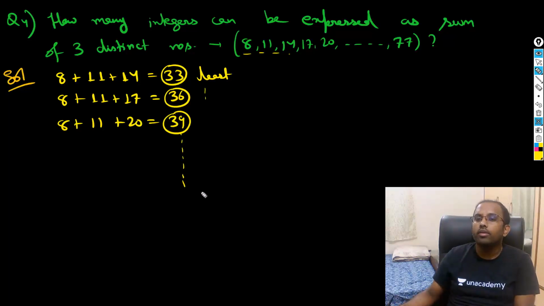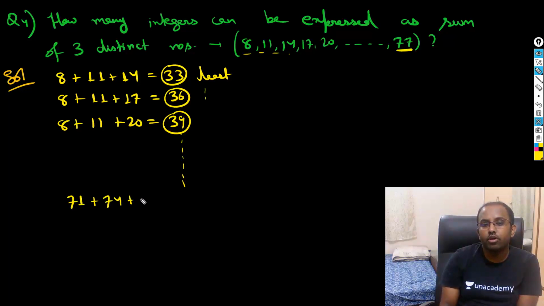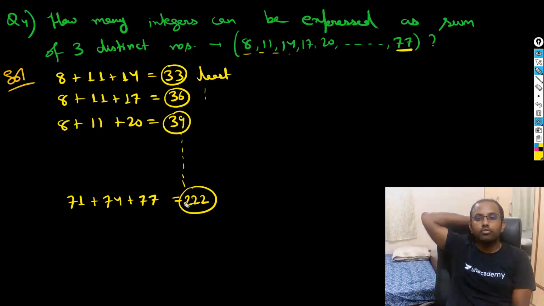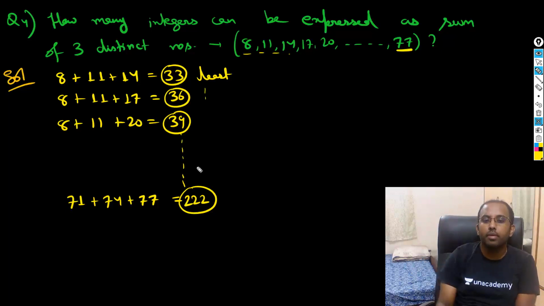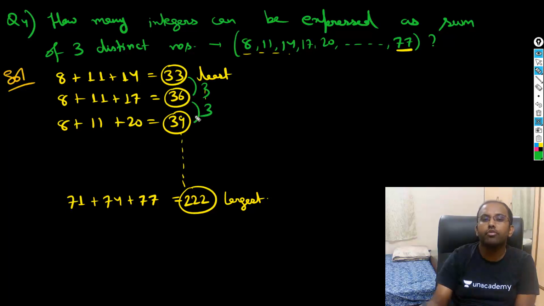Now what is the last number I'll get in this series? The last number is 77, so just go three numbers back: 71 plus 74 plus 77, that is 222. 222 is the last number here, the largest number possible. So from least to largest, we'll always have a gap of 3.